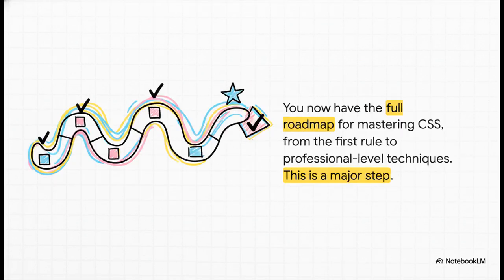So let's step back for a second. You now see the entire path. We've gone from the basic grammar of a CSS rule, to painting the canvas with colors and fonts, to building complex layouts, and finally to making it all professional and responsive. This whole roadmap is a huge checkpoint on your developer journey.